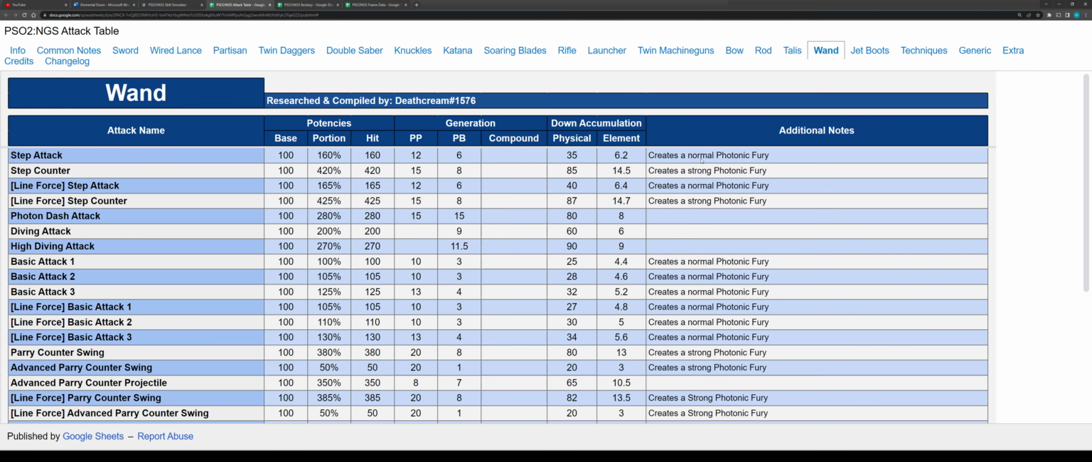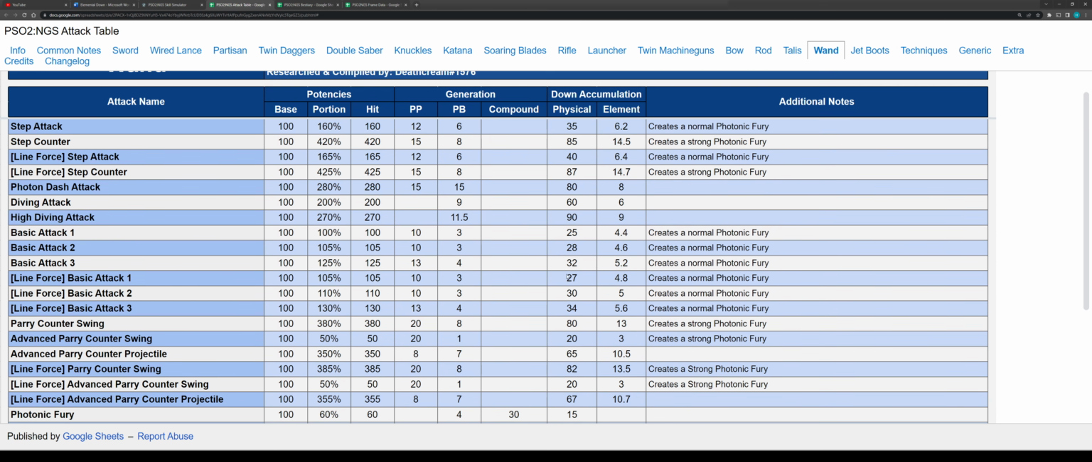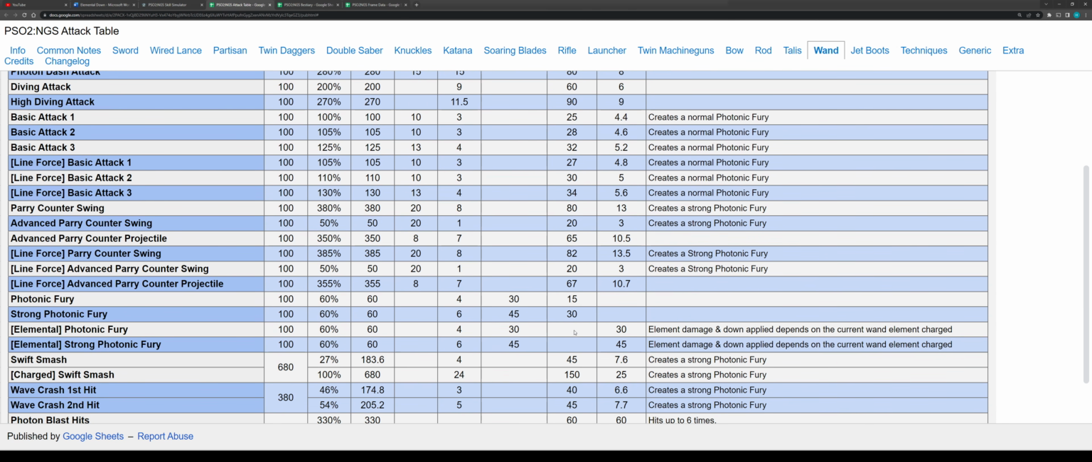These also create a normal photonic fury. The step counter does a strong photonic fury. Now, what does that mean? Well, when we look at photonic furies, they themselves also do element or physical accumulation. Non-element photonic fury, 15 for normal, 30 for strong.